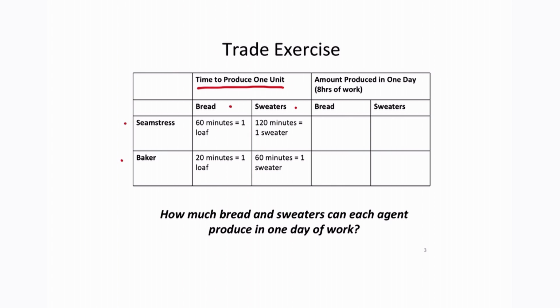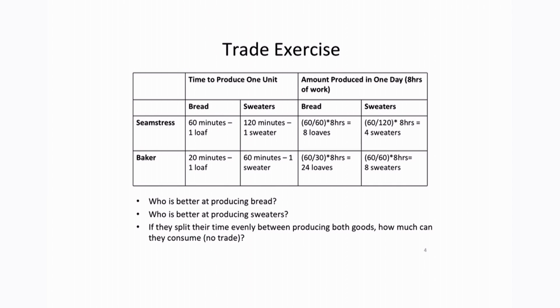Now, how much bread and how many sweaters can each agent produce if they dedicate an entire day to the production of each good? We're going to assume that they work 8 hours in one day. So what do we have to do here? We take the amount that they can produce in one 8-hour day. So for bread, we take the 60 minutes in 1 hour, divided by the total amount of time that it takes her to make one loaf of bread, 60 minutes, multiplied by 8 hours, she can make 8 loaves of bread.